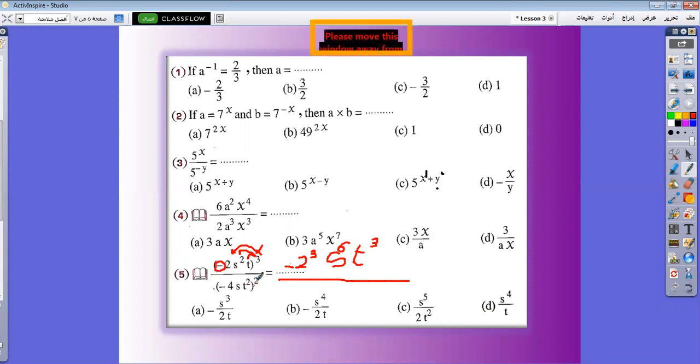You have your negative sign and an even number, so you will cancel the negative sign. Okay, 4 power 2. You will distribute 2 over 4, s, and t power 2. So it will be 4 power 2, s power 2, and t power 2 power 2, 2 by 2, 4.